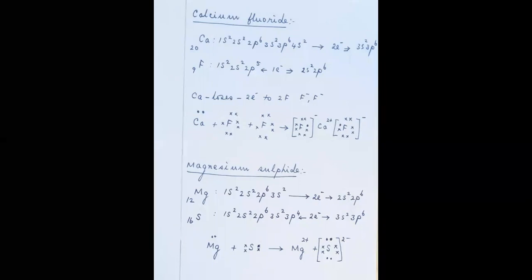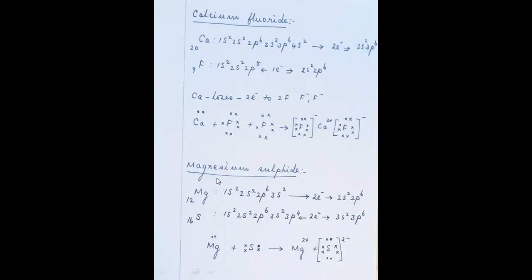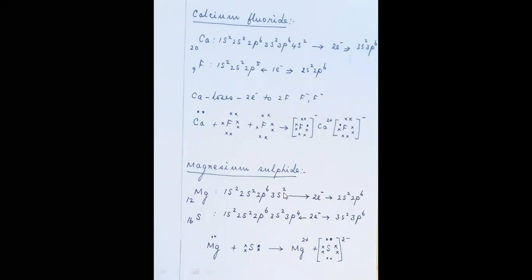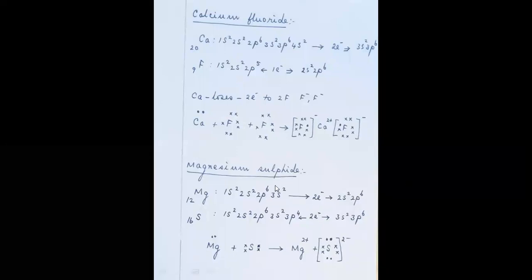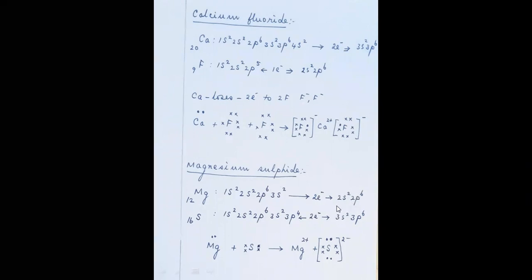If you take magnesium sulphide, it is another interesting compound in which magnesium has the atomic number 12. So its electronic configuration is 1s2, 2s2, 2p6, 3s2. Magnesium attains the noble gas electronic configuration when it loses the 2 electrons in the 3s orbital. So when the 2 electrons are lost, it becomes 2s2 2p6, which is identical to that of a noble gas electronic configuration.